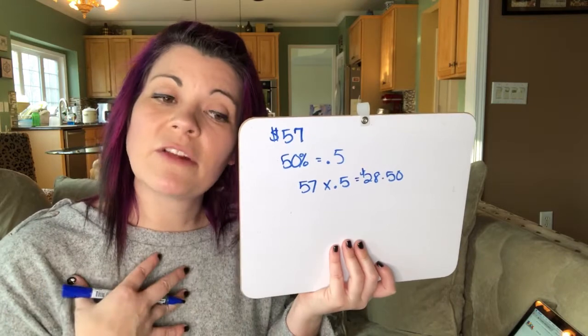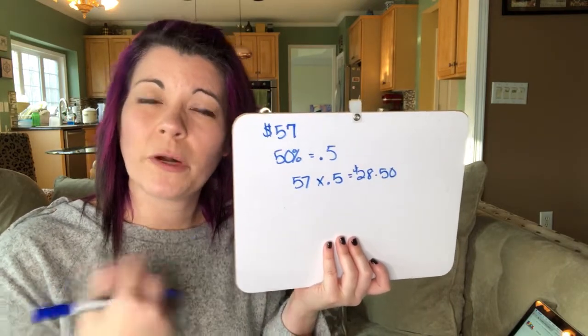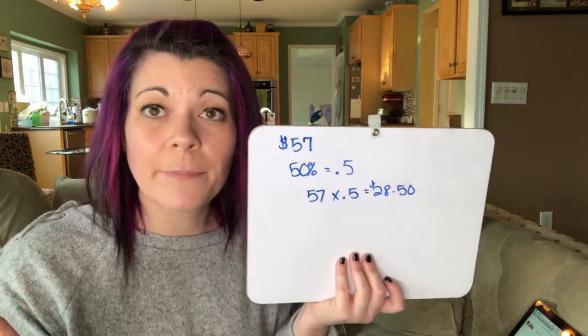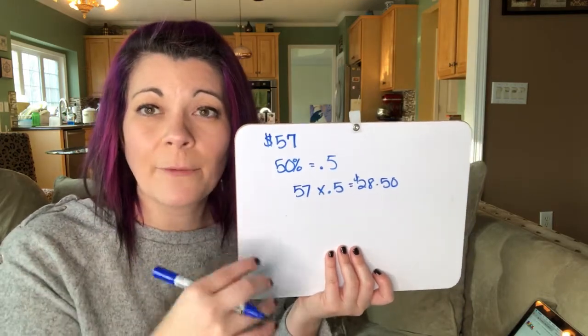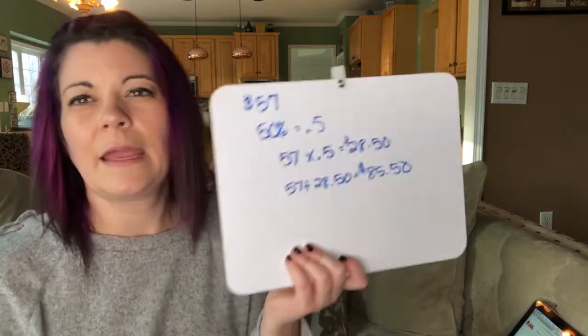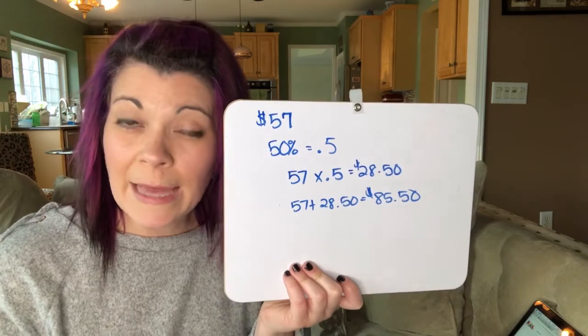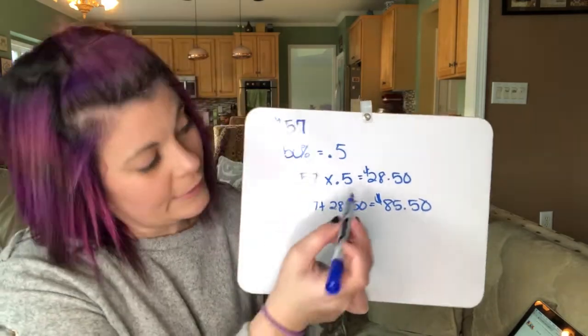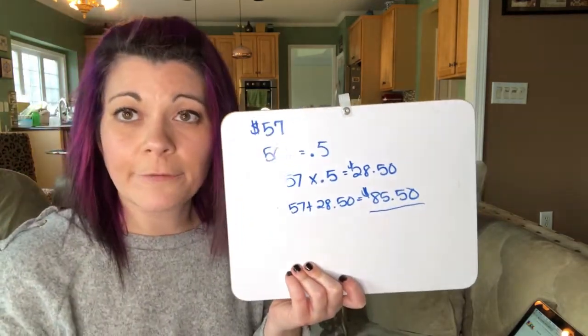But we want to know how much they're selling the skateboard for at the store. So since this is a markup, it's the same as a discount, except now we're going to add it onto the price instead of subtracting it. So we have $57 plus $28.50, and we get $85.50. So we added it back on, and this is what the store is selling it for when they bought it for $57.